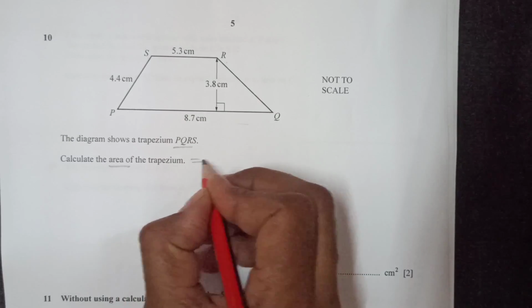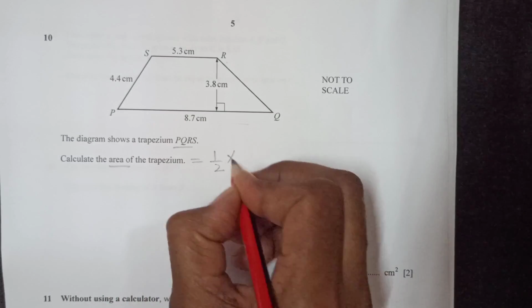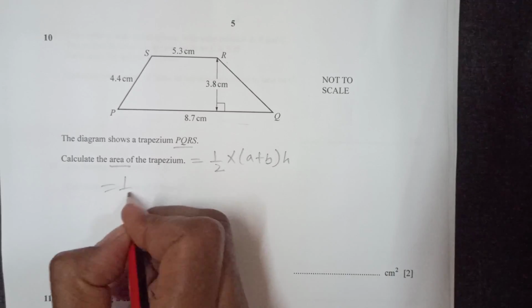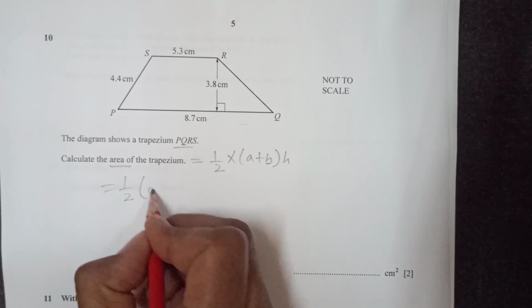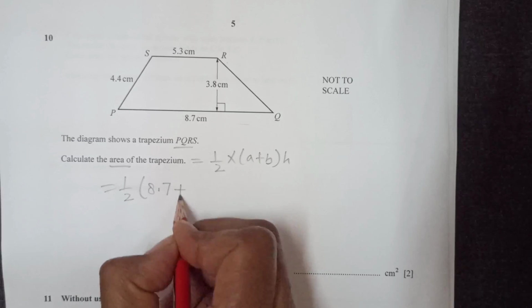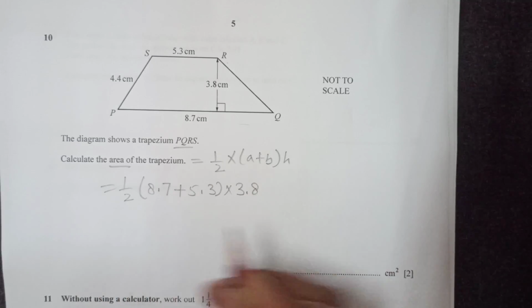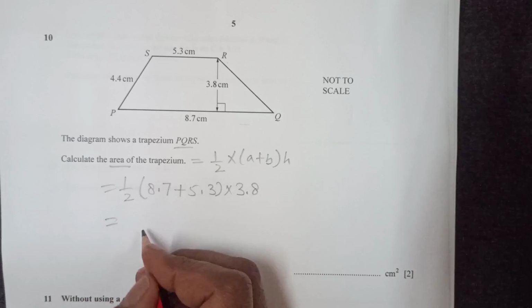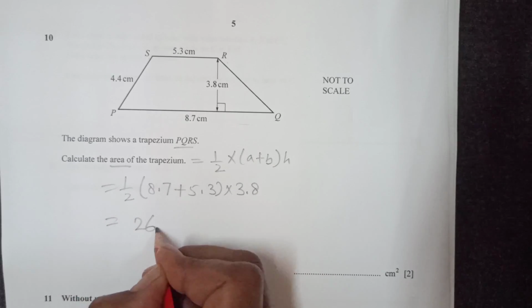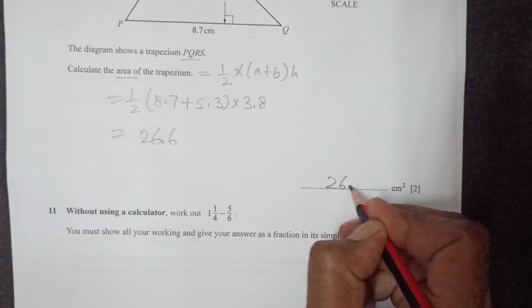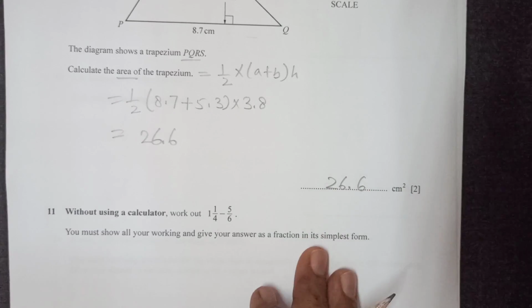So area of trapezium is half times A plus B times H. So half, and A here is 8.7 plus 5.3 times 3.8. So directly plug in the values. You are going to get here 26.6 centimeter squared, right?